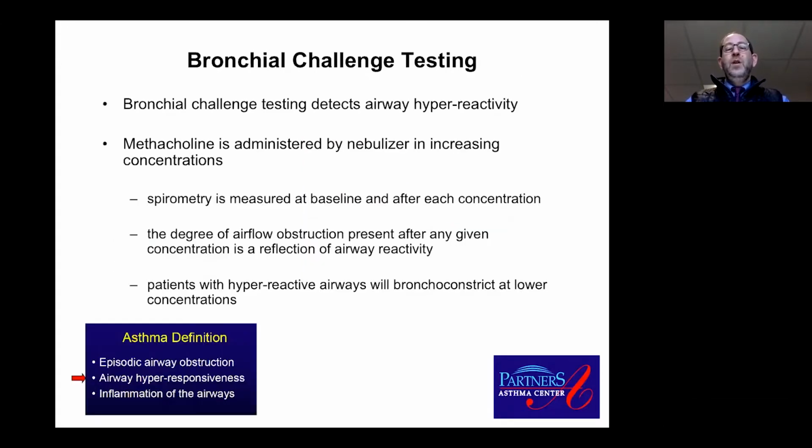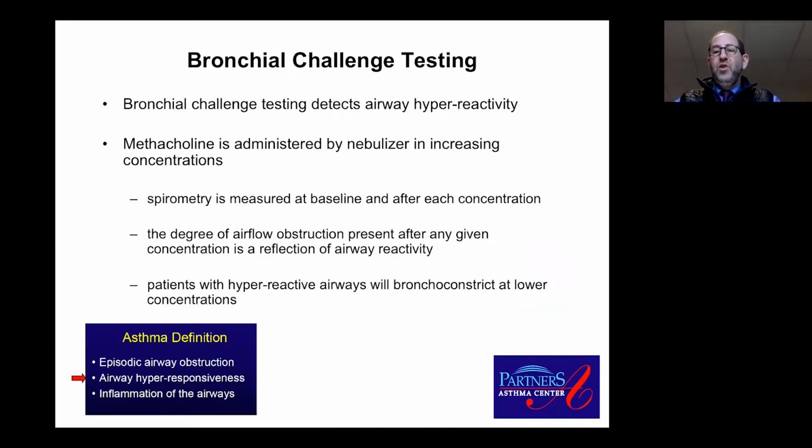If we're looking for airway hyperresponsiveness, we're looking at bronchial challenge testing, and this is to help us detect airway hyperreactivity. Methacholine is the most commonly used bronchial challenge agent here, but frankly, exercise would do this as well for many patients, running up and down a set of stairs, for example. We do spirometry at baseline, and then for methacholine, we give a graded increase in doses. We do spirometry repeatedly after each concentration, and the degree of airflow obstruction present gives us some reflection of airway reactivity.